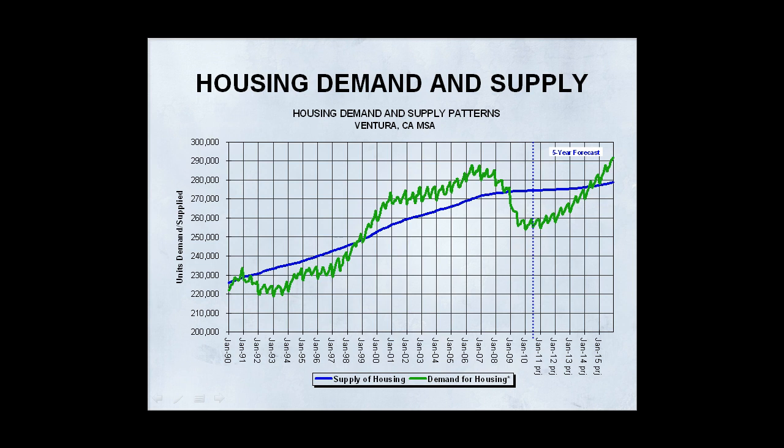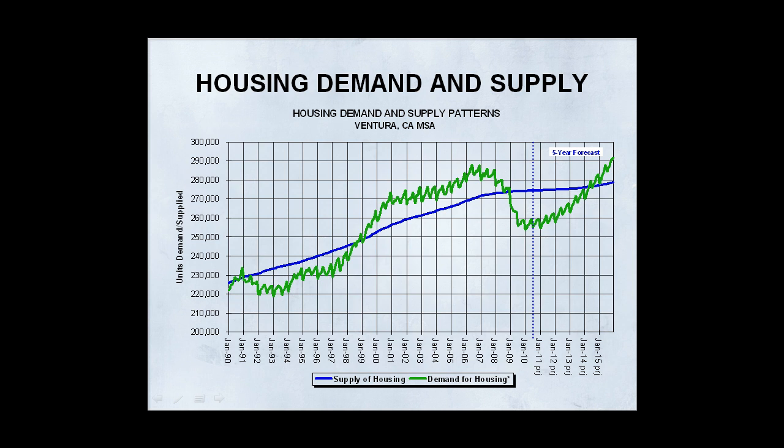As we've talked about in previous sections, the supply of housing, shown here in blue, tends to grow very slowly. You can see the whole period from 2006 through the end of the forecast period in 2015. This market area goes from 270,000 units only to 280,000 units. Supply is very constrained and grows very slowly.